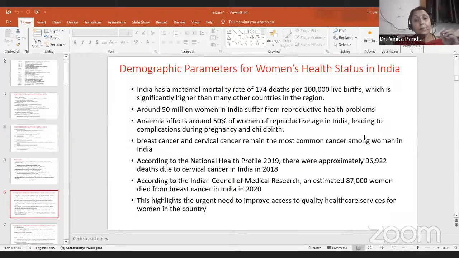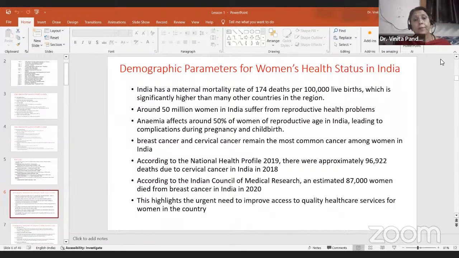And about 50 million women in India suffer from reproductive health problems, and then anemia, as I just mentioned, and an increasing number of cancers, different kinds of cancers with specific reference to women, like breast cancer, cervical cancer. They are becoming more and more common in India, which is a matter of serious concern.